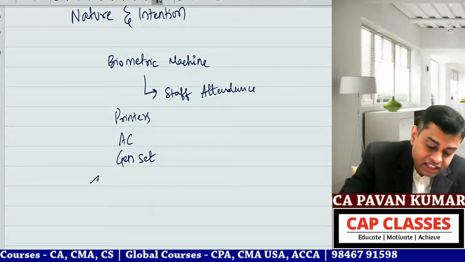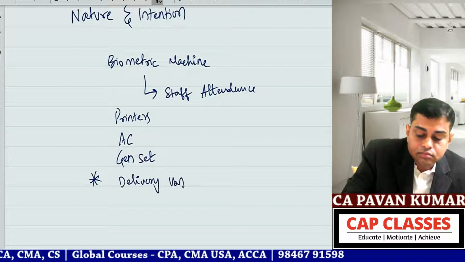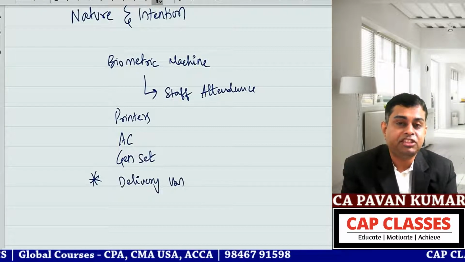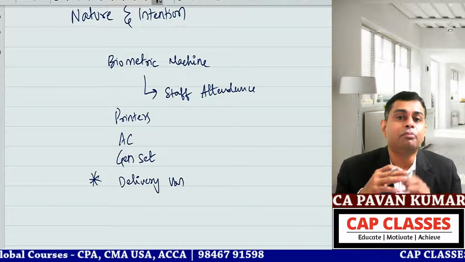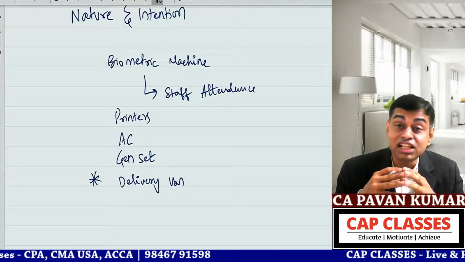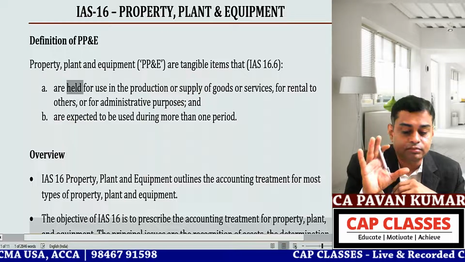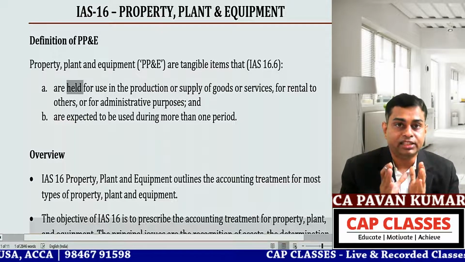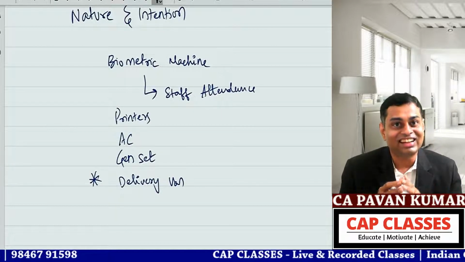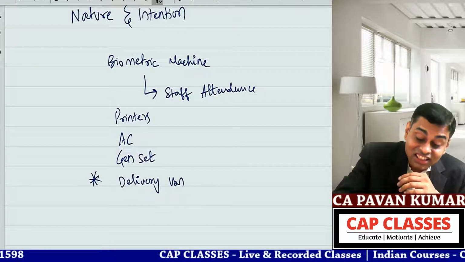Very interesting thing is delivery van. Some student will say, Pavan sir, delivery van is not administrative purpose. Pavan sir, it is selling and distribution purpose. So if you read this standard like an idiot, administrative purpose, then only it is an asset. Here delivery van is selling and distribution purpose, so not an asset. Are you kidding? Delivery van is also an asset.